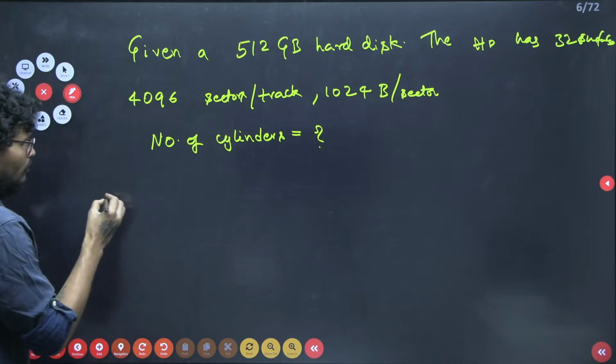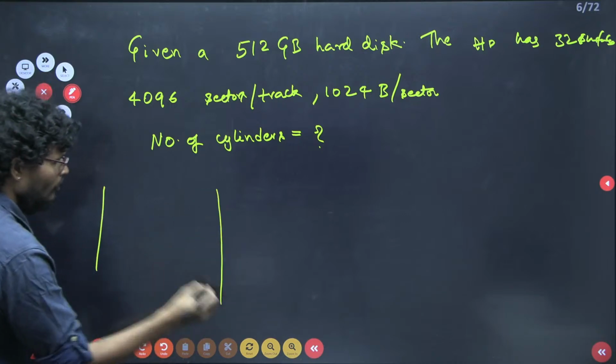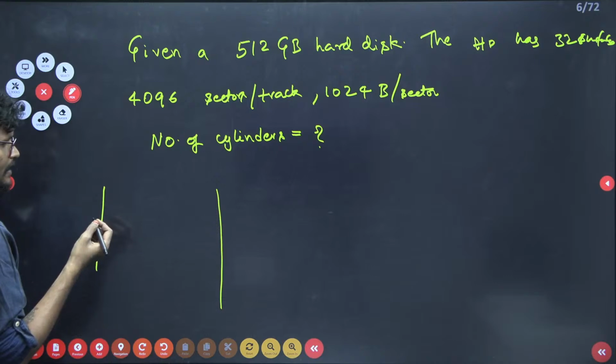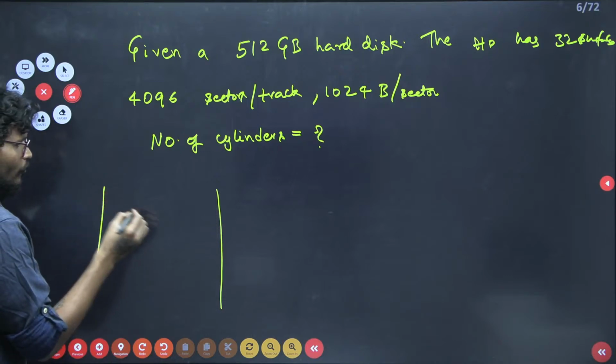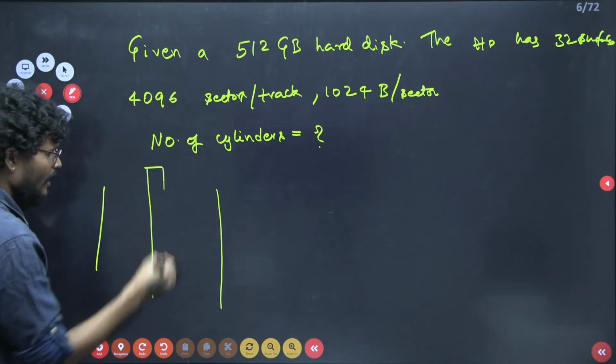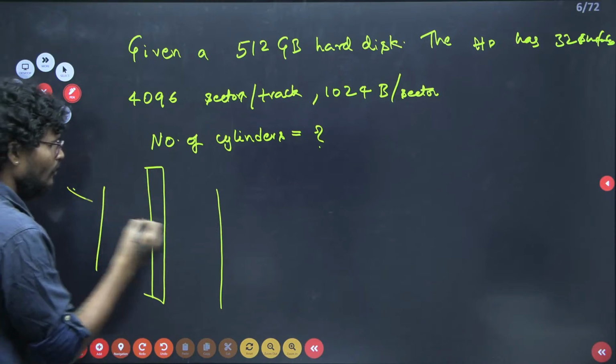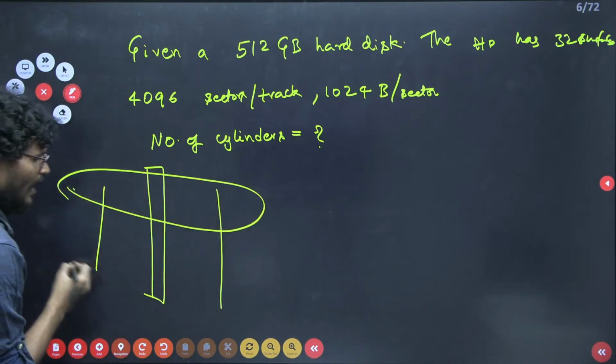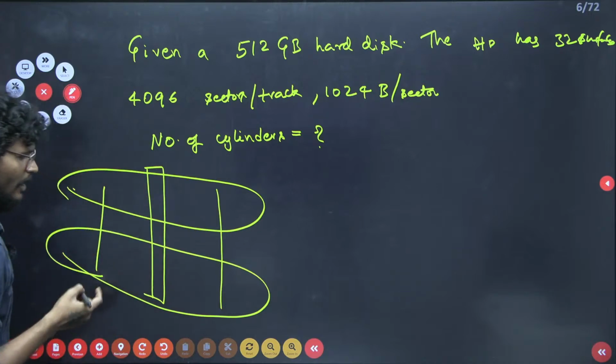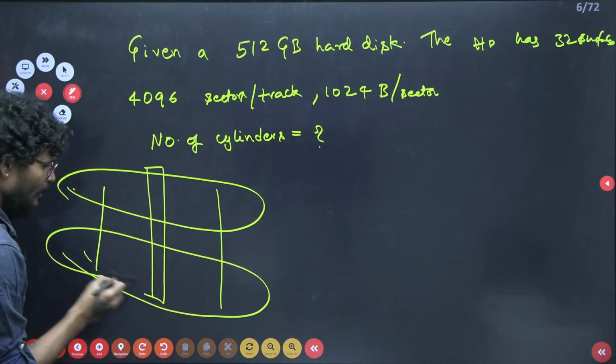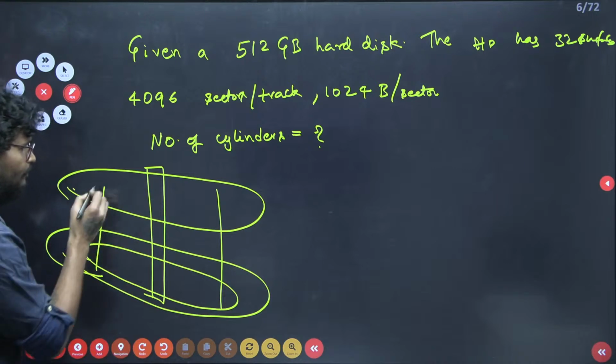So what do we know? Let us say we have a hard disk here. We have multiple platters, right? And these platters are divided into tracks.